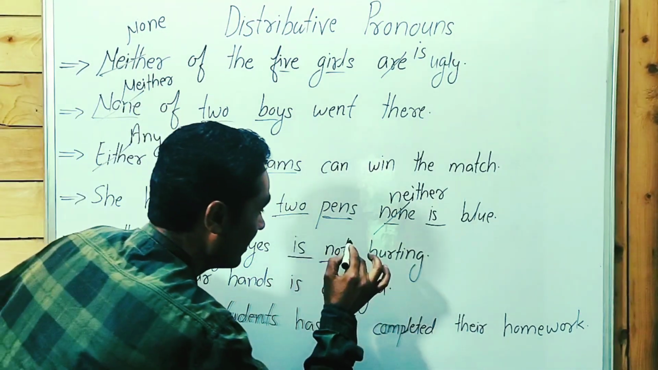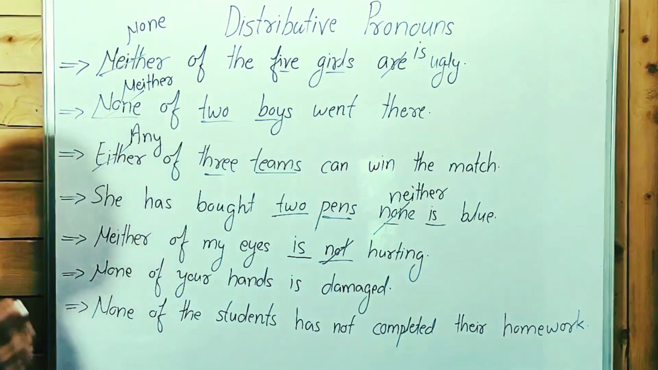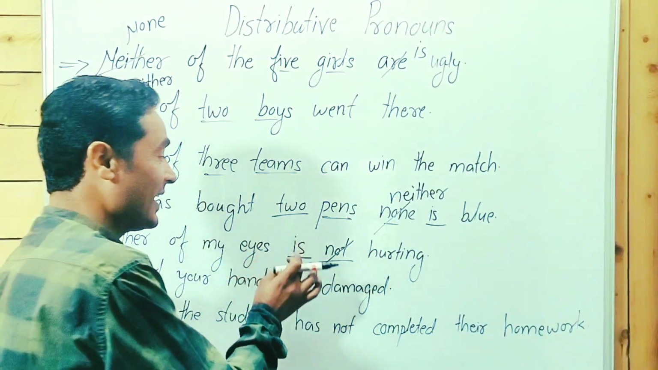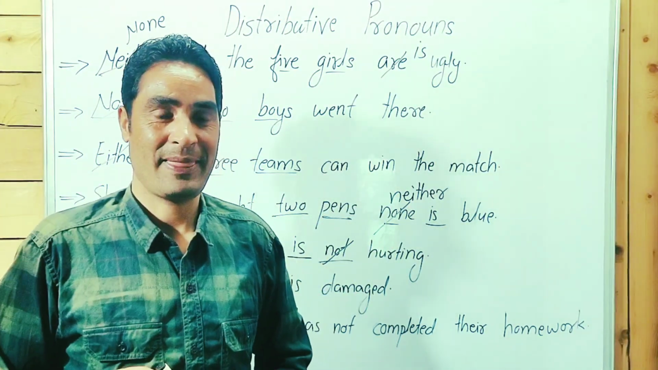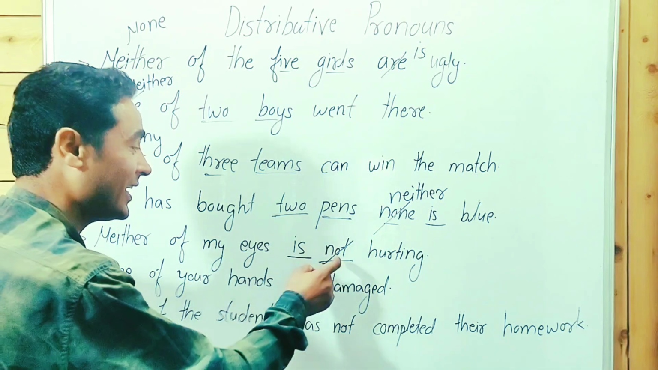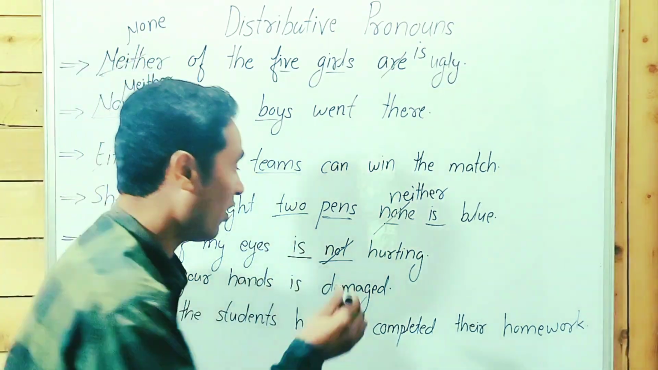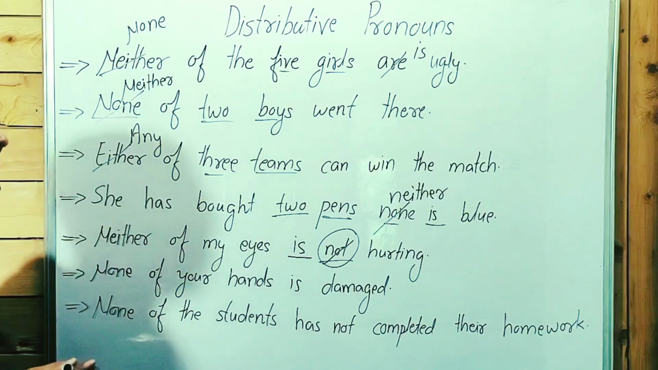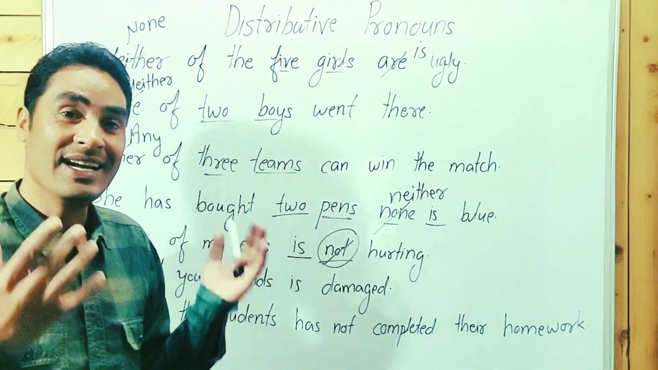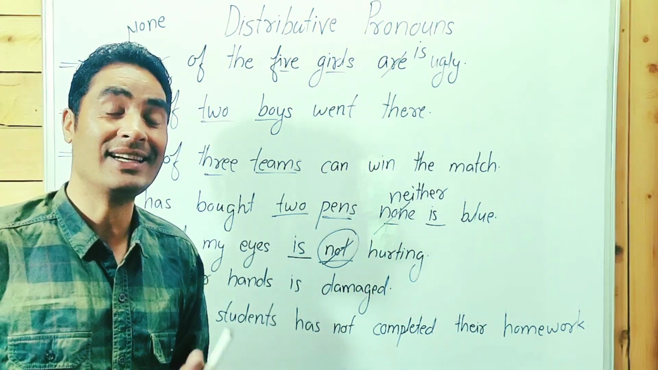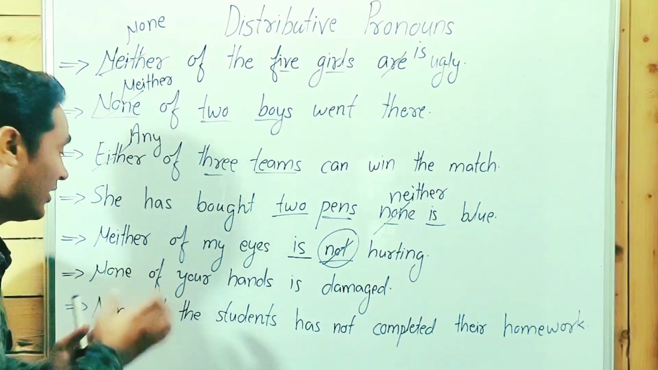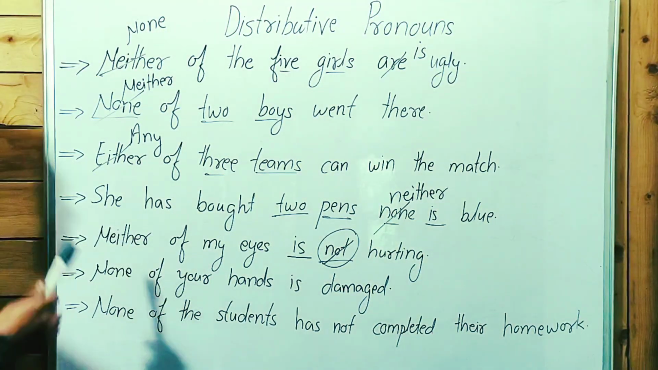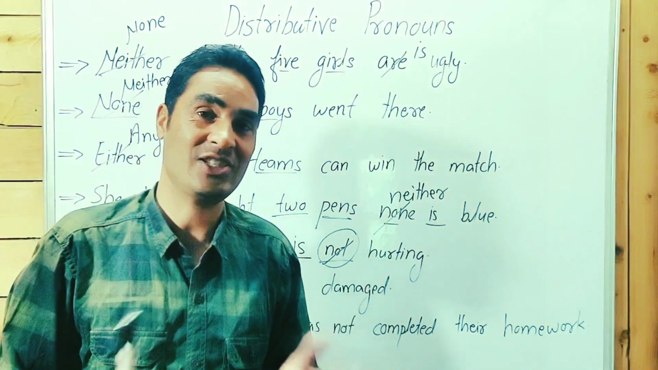What do we have to do? Remove, omit "not". Neither of my eyes is hurting. We can't use an adverb of negation. So now, neither of my eyes is hurting. Neither already has a negative sense, so there is no need to write not, never, no.